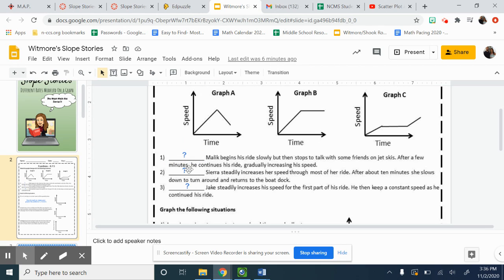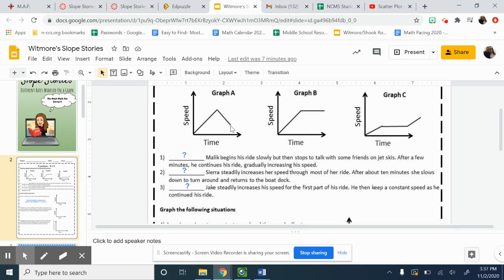Number 2 says Sierra steadily increases her speed through most of her ride. After about 10 minutes, she slows down to turn around and returns to the boat dock. So she's going to increase, and then she slows down and turns around back to where she was. So that would come from graph A. She's increasing while she's riding, and then she slows down to turn around and come back.